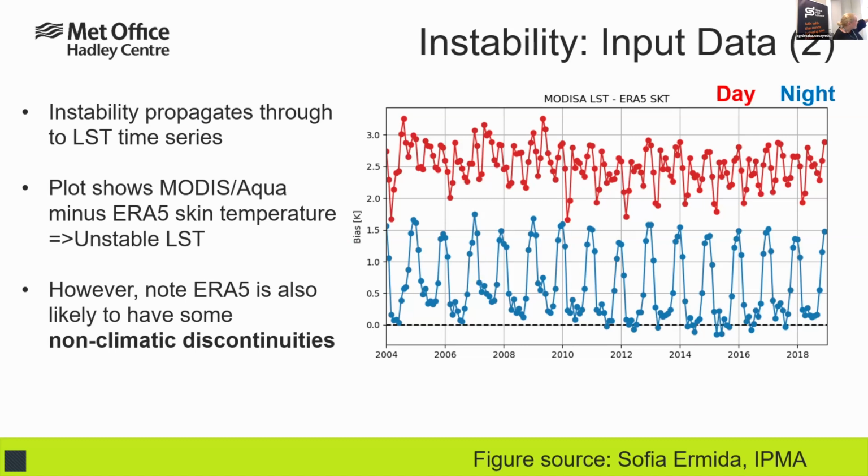In this case, Sofia has compared the data to ERA5, which is a reanalysis. Reanalysis is essentially a numerical weather prediction model run in delayed mode, in a historical mode. It provides a very nice data set, but it also includes non-climatic discontinuities because the data that go into ERA5 change over time. So we have to be very careful when we're thinking about stability. ERA5 is a good reference, it's very useful, but it's not completely stable itself.